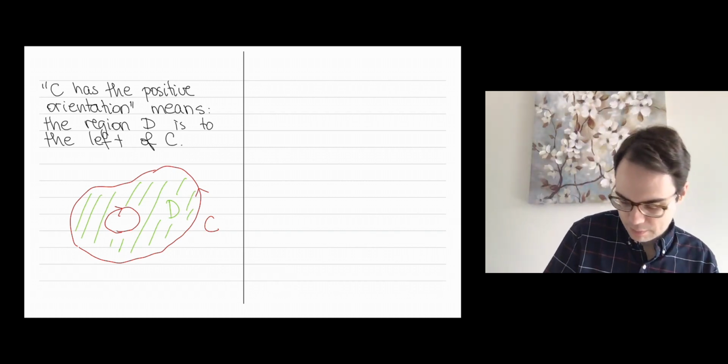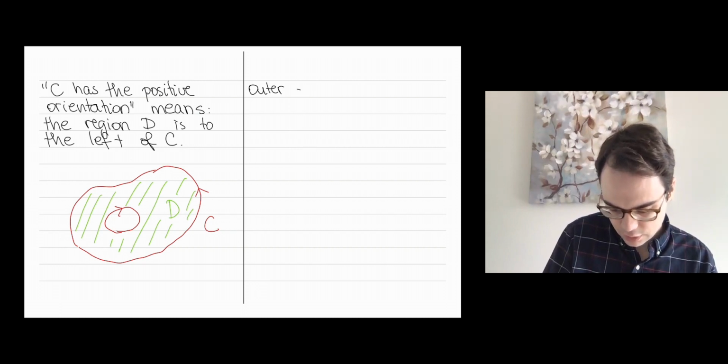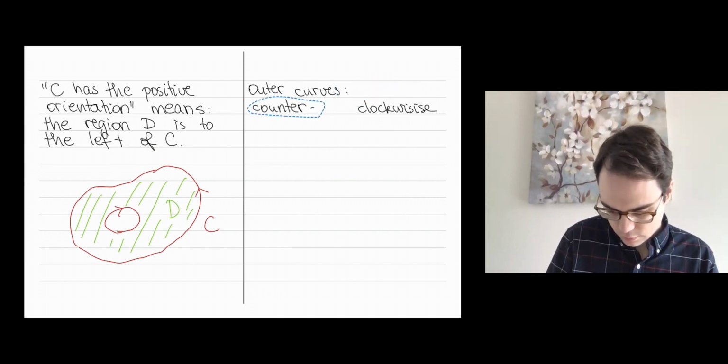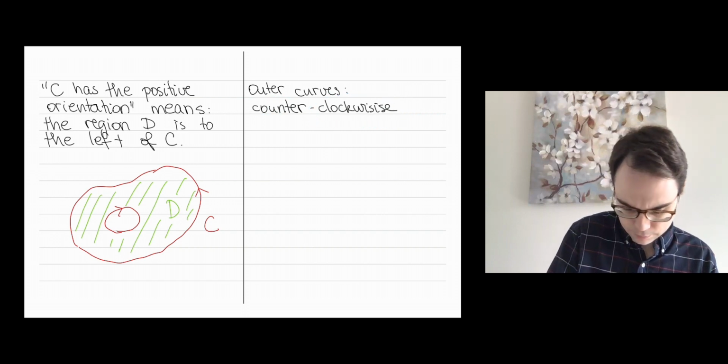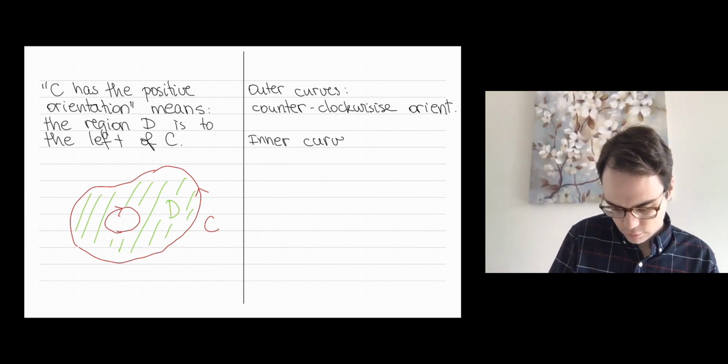So in summary, basically, for outer curves, the usual case first, we use the counterclockwise orientation. And for inner curves, we just use the clockwise orientation, the other one.